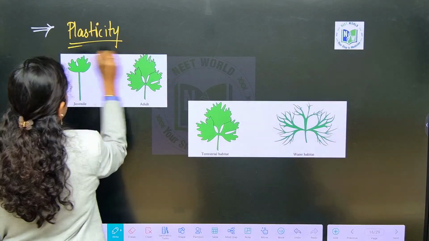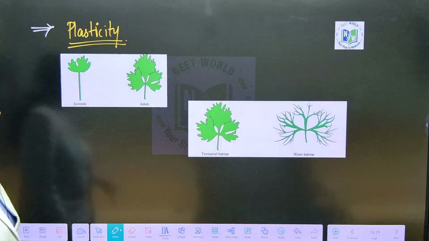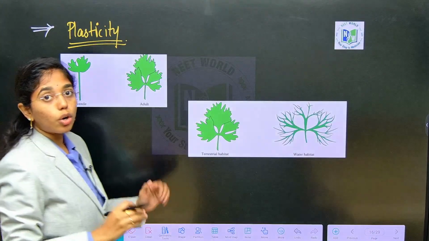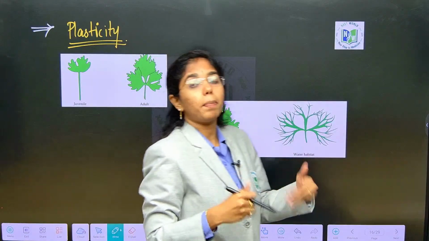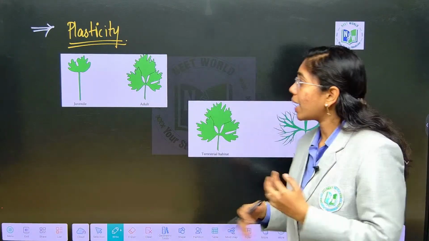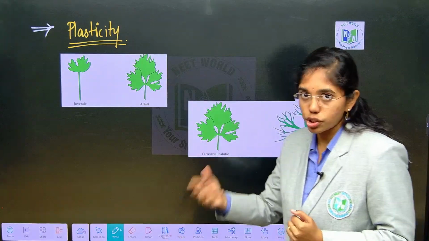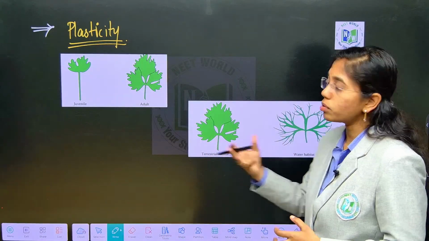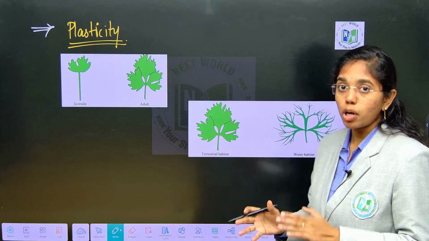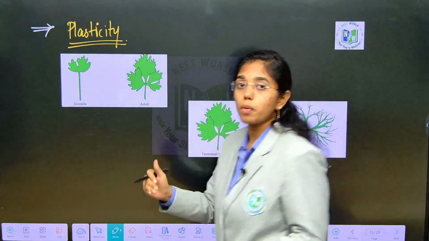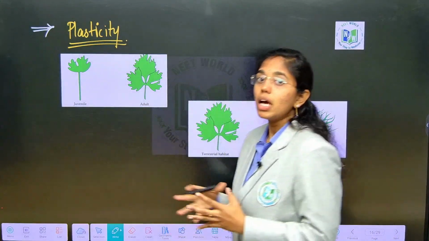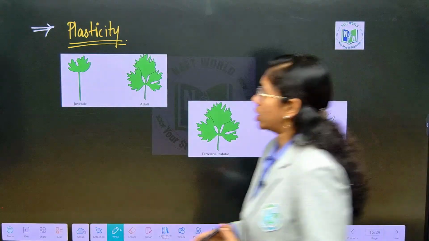What is plasticity? Plasticity is nothing but the same plant giving different growth patterns. Okay, the same plant showing different growth patterns and different growth structures. It is forming different growth structures both in response to environment or in response to phases of plant life, which is observed as plasticity. Okay.